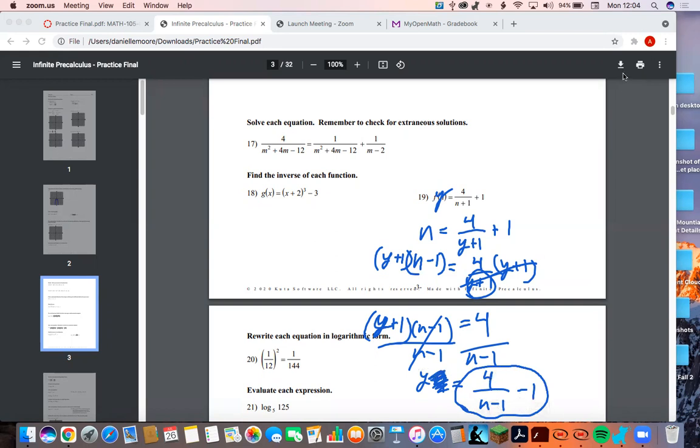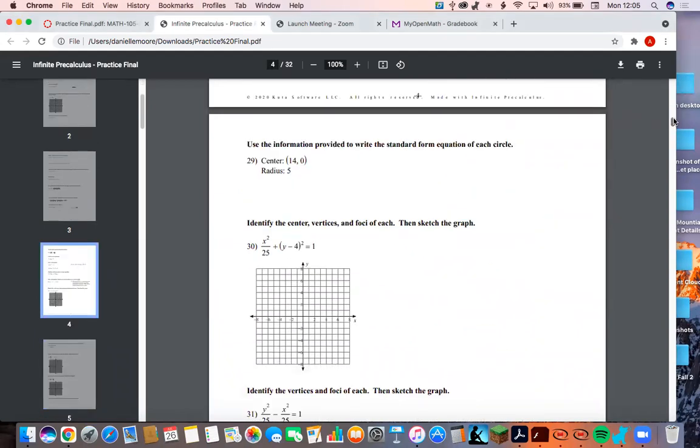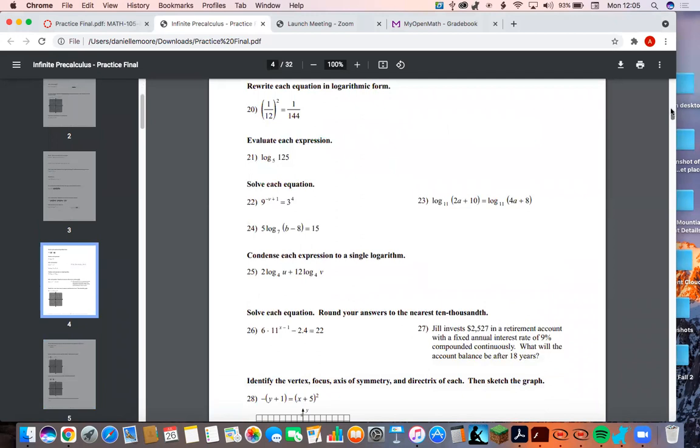Okay, let's see here. Clear all drawings. Let's see if we can scroll this. Oh, I'm still annotating. That's right. There you go. All right. They've got people in the background. Oh, well. We'll just keep working. Okay. Where's that? Oh, yeah. We're good.